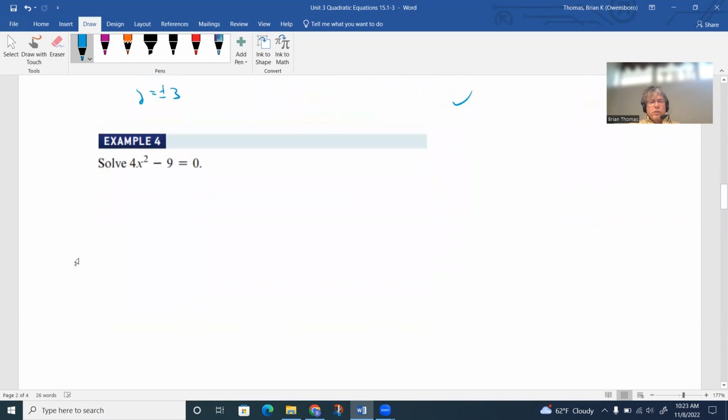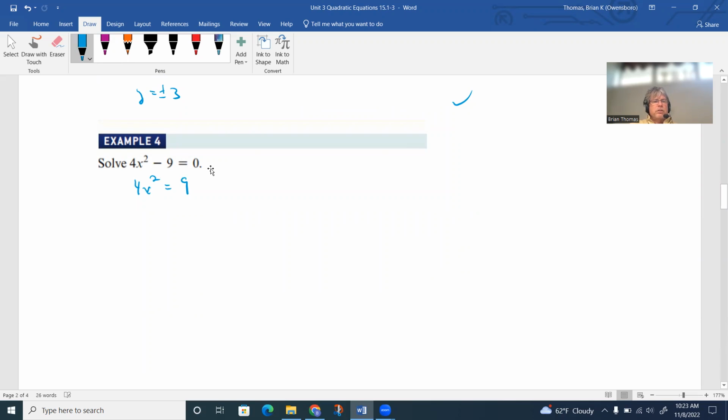If we look at example 4, notice that this is a pure quadratic equation. If it's a pure quadratic equation, we want to get the quadratic term on one side and the constant on the other side of the equation. So we add a 9 to both sides or just move it over. We end up with 4x squared is equal to this 9.